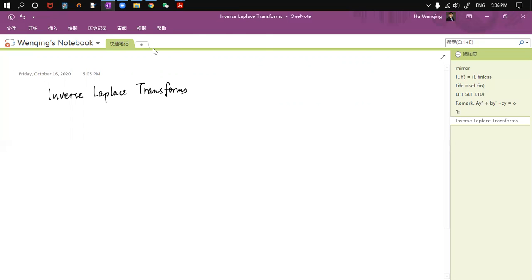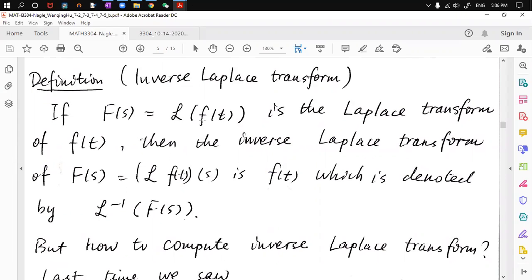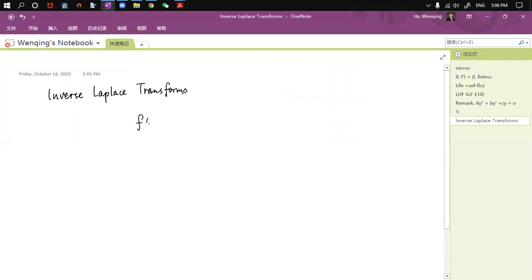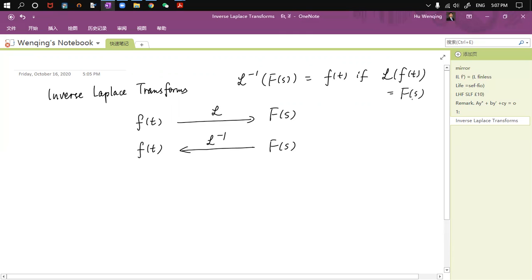Okay, how are you going to define the inverse Laplace transform? Well, the inverse Laplace transform is defined easily. Basically it says that if the Laplace transform of small f is equal to capital F, then the inverse Laplace transform of capital F is equal to small f. So you have the following picture: small f of t under the Laplace transform is transformed to capital F of s. And if you have capital F of s, then the inverse Laplace transform transforms you back to f of t. So L inverse of F(s) is equal to f(t) if and only if the Laplace transform of f(t) is equal to F(s). Is that good, family?